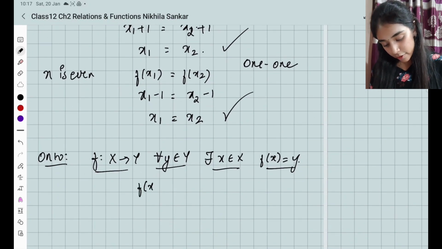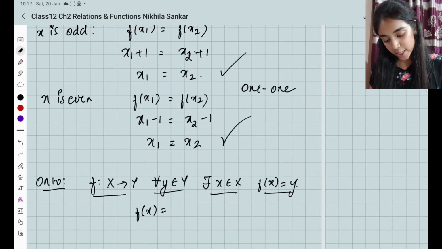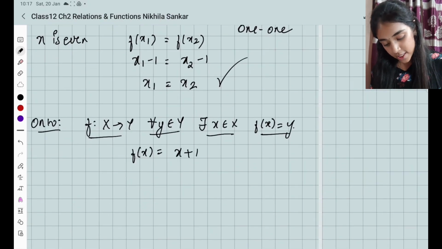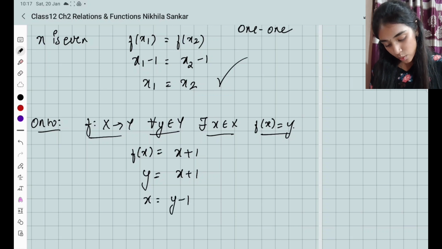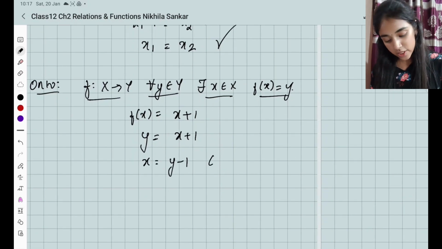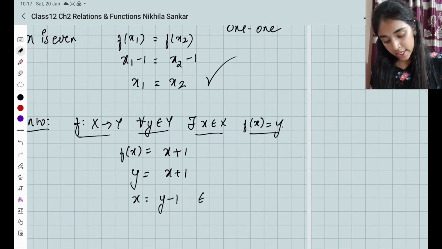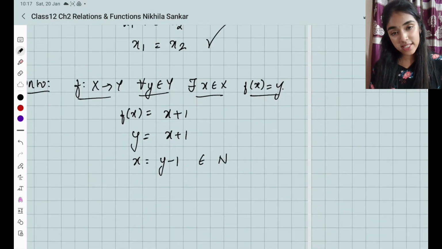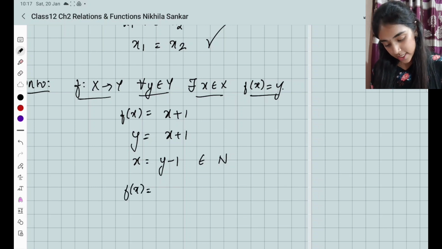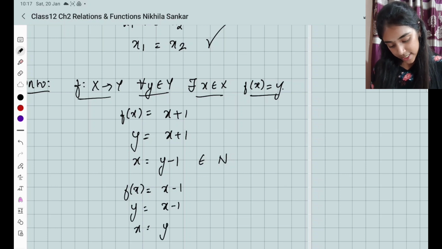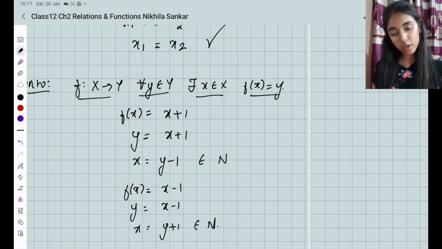Now f of x equals what is given, we take x plus 1 first. So you have x plus 1, which means y equals x plus 1. So x equals y minus 1. So this is one case. So this belongs to natural numbers. Obviously, if y is equal to 1 then x is equal to 0, correct? Similarly, if y is equal to 2 then x is equal to 1. Similarly, you have f of x equals x minus 1. So y equals x minus 1. So x equals y plus 1. So this also belongs to natural numbers.